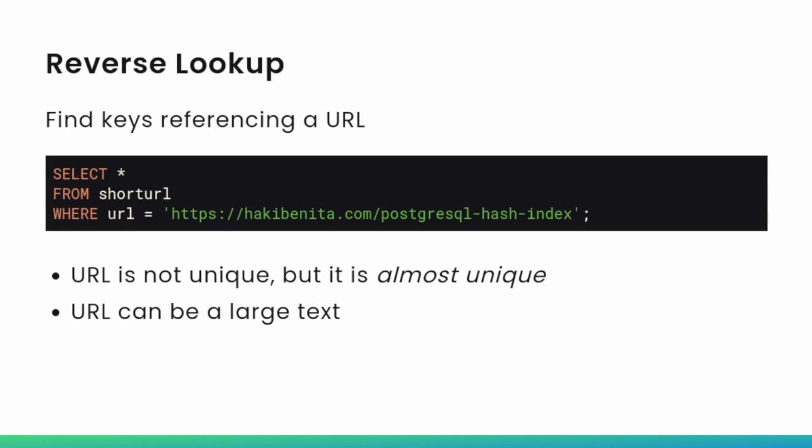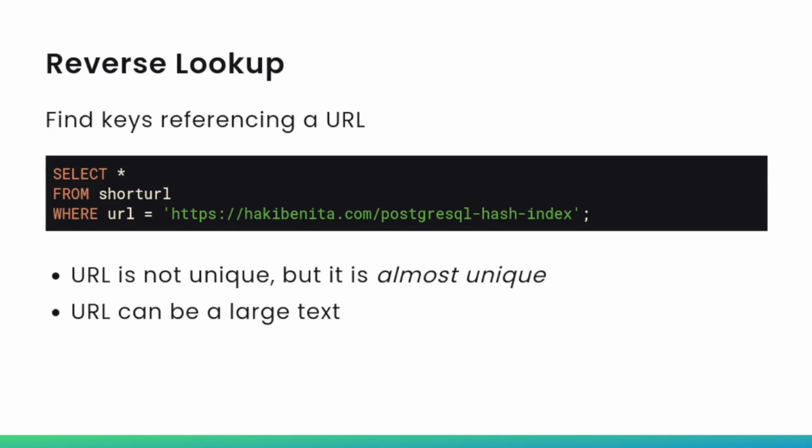So just a quick reminder about the URL. The URL is not unique. You can have multiple short URLs pointing to the same URL. However, it is almost unique. If you actually look at the data and exercise some common sense, you'll find that it doesn't make a lot of sense to have a lot of short URLs pointing to the same URL. So naturally, it will most likely be almost unique, okay? So it's not unique by definition, but it will have a lot of distinct values, okay?